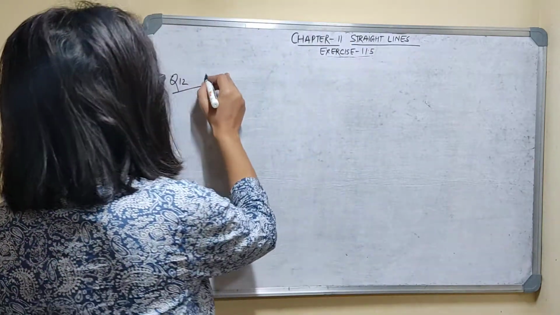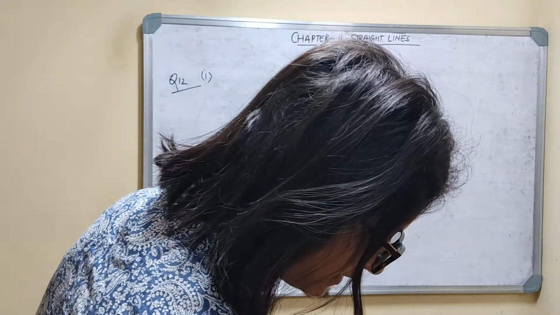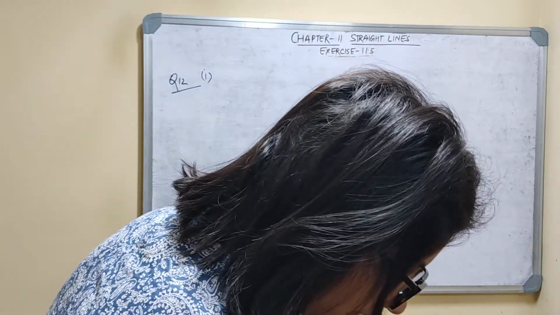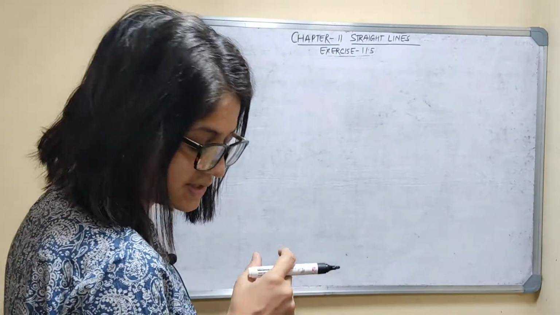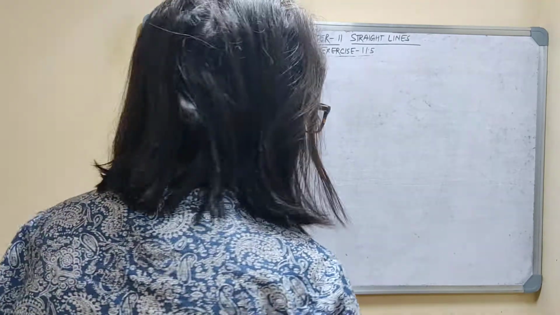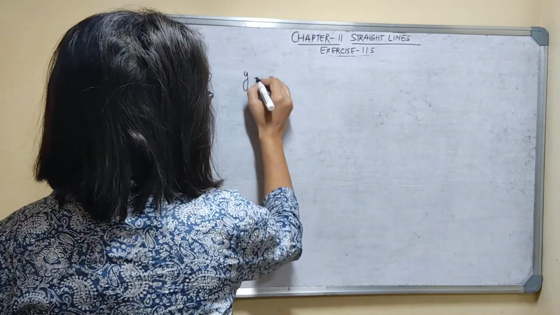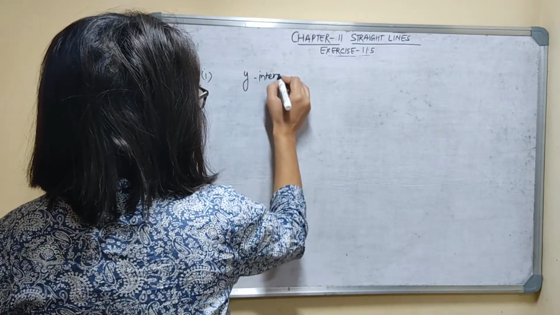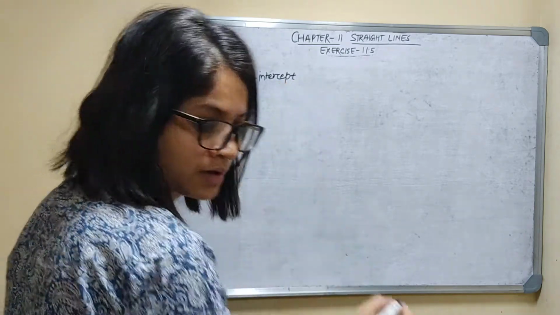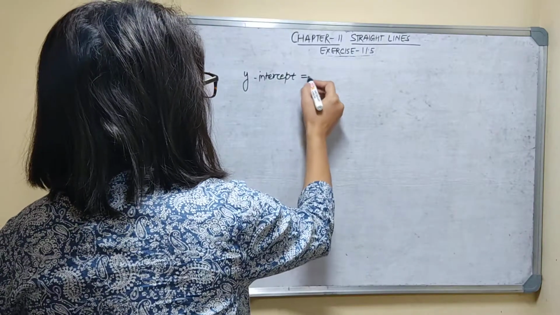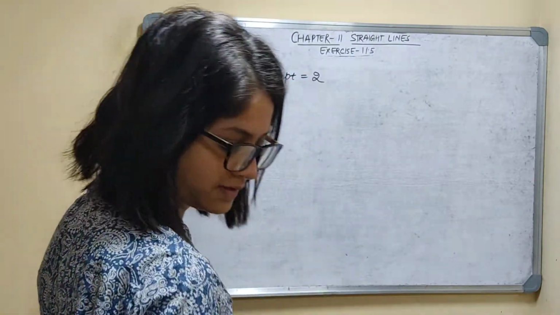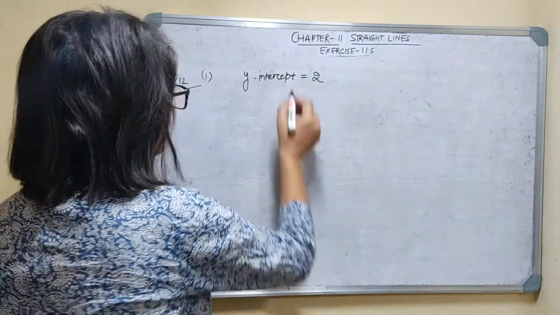First part, find the equation of the line intersecting the y-axis at a distance of 2 units. It means I can say it is the y-intercept. At a distance of 2 units above the origin, the y-intercept will be positive 2. That is clear. Means c is equal to positive 2.